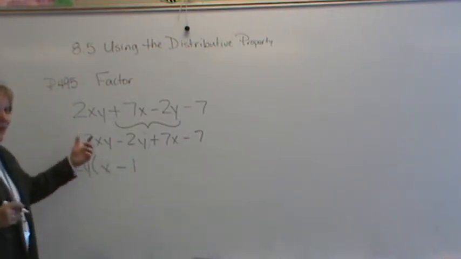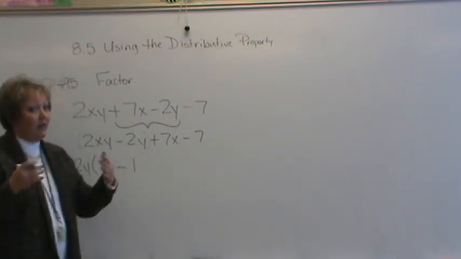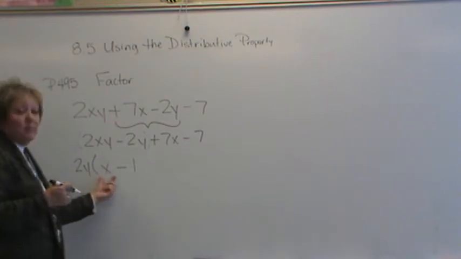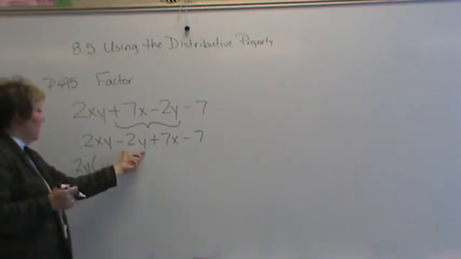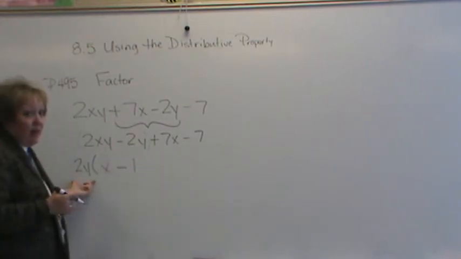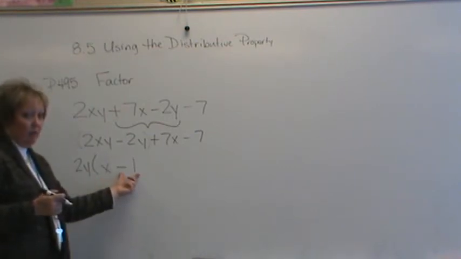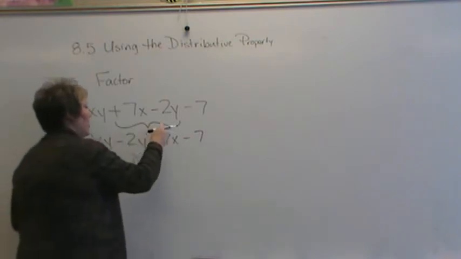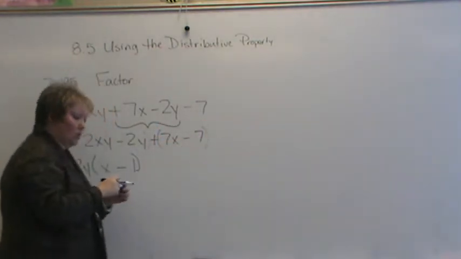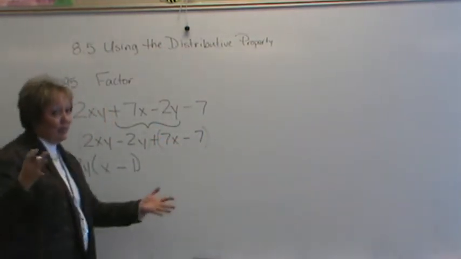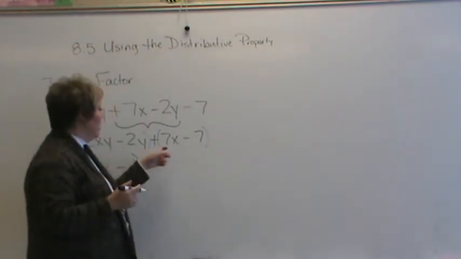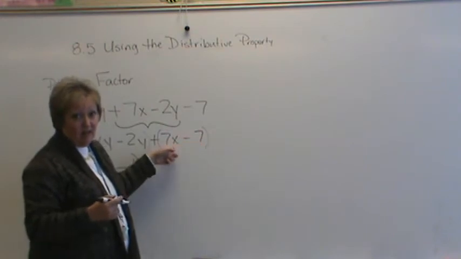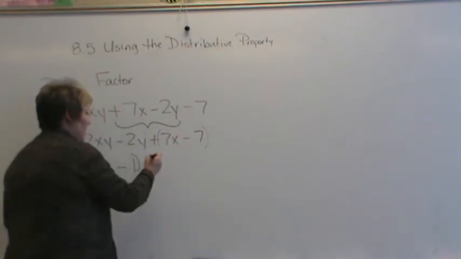Of course, when I divide or factor or undistribute, 2xy divided by 2y leaves me with x. Negative 2y divided by 2y leaves me with negative 1. And then I am going to factor these two terms. Well, that's looking a little bit easier to factor too, because now I have a 7 and a negative 7 in common. I can factor out a 7.